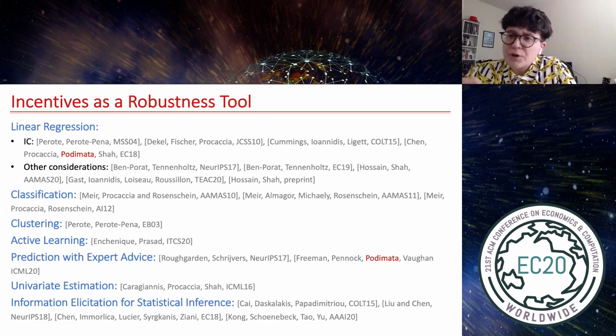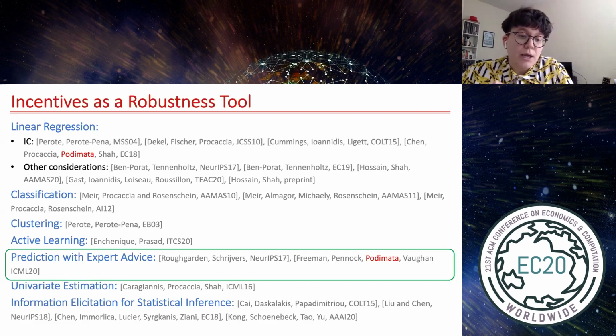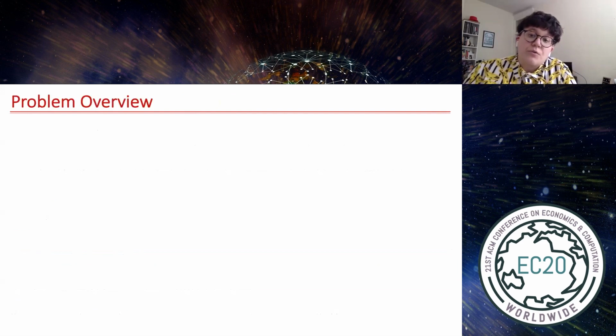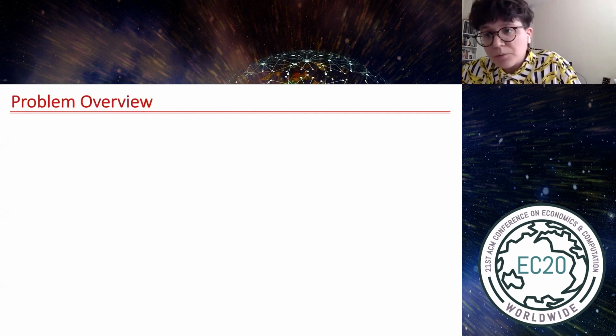And for the first 10 or so minutes, probably 15, I will be talking about the problem of prediction with expert advice as modeled by two papers, one by Ralph Garden and Shrivers in NeurIPS 17, and one paper that I co-authored with Rupert Freeman, David Pennock, and Jen Wortmann-Vaughan that is about to appear in this year's ICML. So let's start with the problem overview.